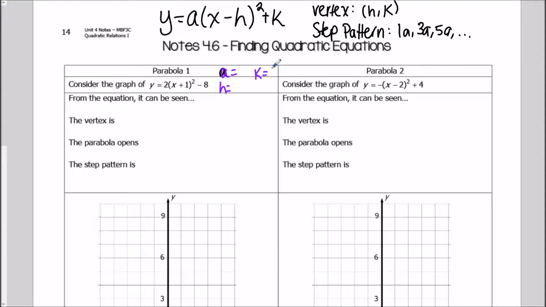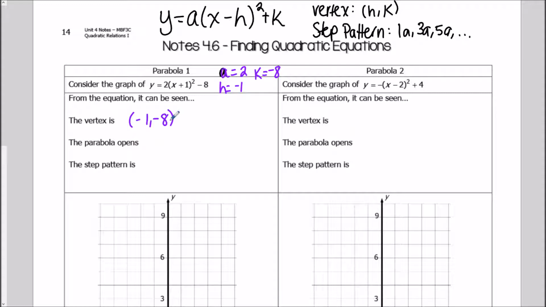Okay, so when I look at this right here, I can see that my a value is 2. I can see that the h value, remember, is always the opposite sign, so it's -1, and the k value is -8. So based on that, I can see that my vertex is going to be, right here it says the vertex is h comma k, so it's going to be -1 comma -8.